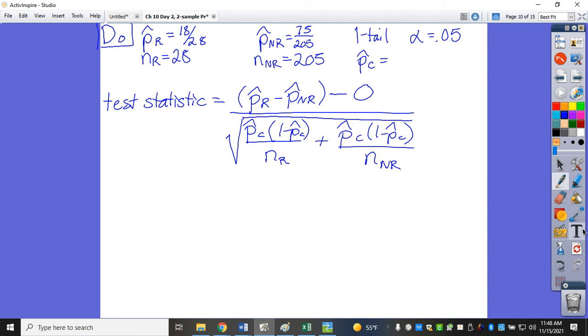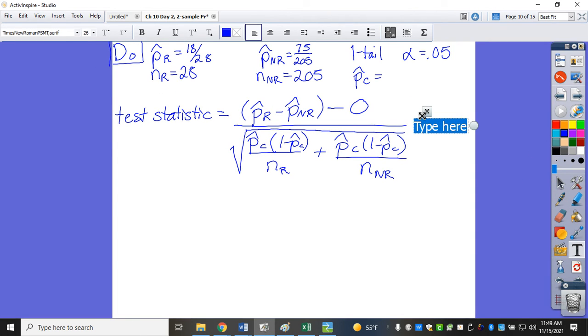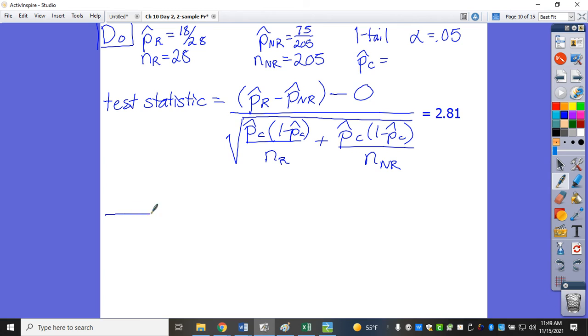So out of this, I would then write z equals what? What number? And because it's a z, I'm probably going to go with 2 decimals. 2.81. Which means I've got my 0 reference. I've got 2.81 over here somewhere.